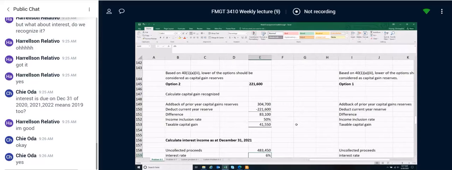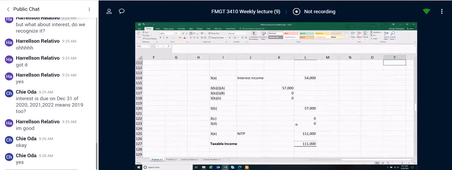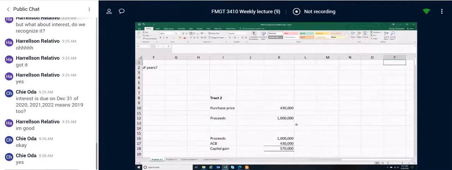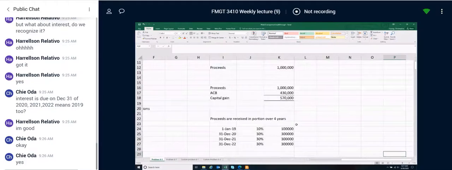Okay, I'm gonna jump onto track 2. So track 2, if we look at track 2, you're gonna get your 10% up front, and then they're gonna pay 30% over time. Okay, so again, 10% up front, and then they're gonna pay 30% over time.